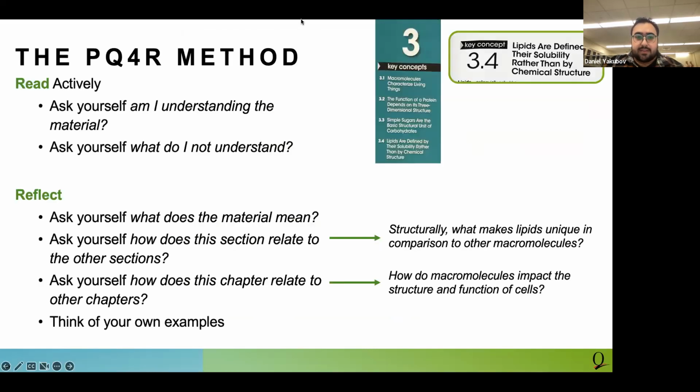Now, following this, there is the 4R method, so the 4R component of the PQ4R method. So one of the R's stands for, obviously, the reading component, right? And as you are reading, Dr. Fath mentioned, you should study actively, you should read actively. You should ask yourself, am I understanding this material? If you are not understanding the material, you should take it upon yourself to go back, all right, and figure it out.